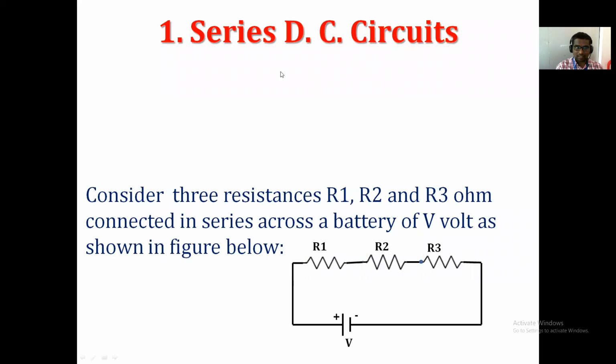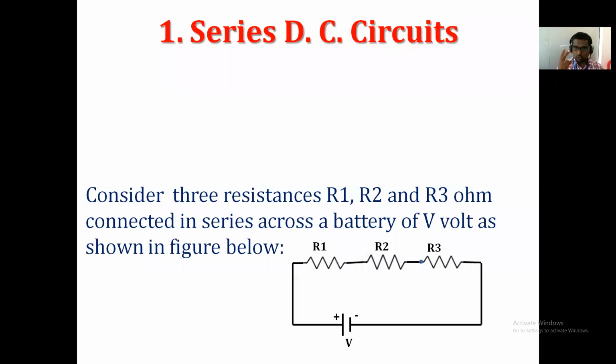Let me clear these things. The series part is different, the DC circuit is different. So these resistors R1 and R2 are connected end to end, so that there is only one path for the flow of current, and this series combination of resistances is connected across a battery of V volt. Then this entire circuit we call a series DC circuit. If you have any doubt related to the series circuit, please raise it.